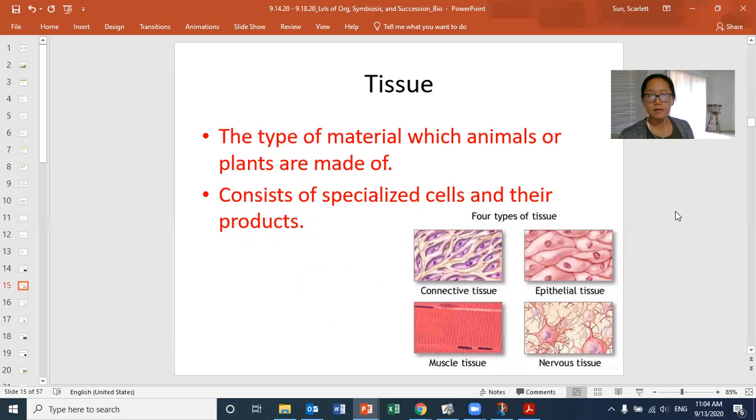So it has special cells, and when they're all packed together, they all do one job together. So here you have connective tissues, for example, things that connect your bones to your muscles, like ligaments, and bones to bones, like tendons. And then you also have epithelial cells, which are for your skin, right? Muscle tissue, which you can flex and see your muscles moving around. Those are your muscle tissues underneath your skin. And then you have nervous tissue, which lets you sense things.